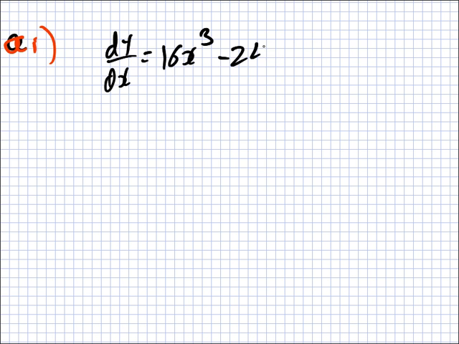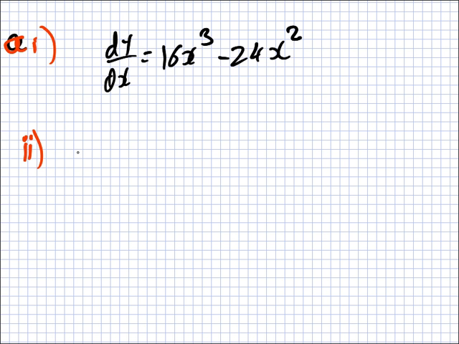Right, let's have a look at this one now. So the first part, nice and straightforward, is simply what's the derivative? So what's the derivative here? dy dx is 16x cubed minus 24x squared. That's fine, isn't it? Nothing peculiar there.